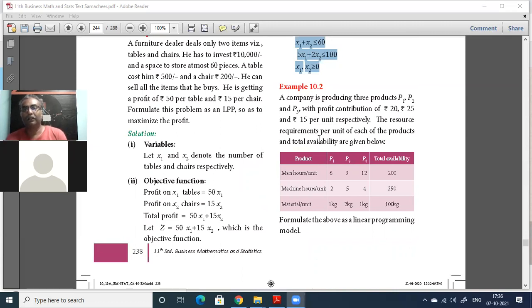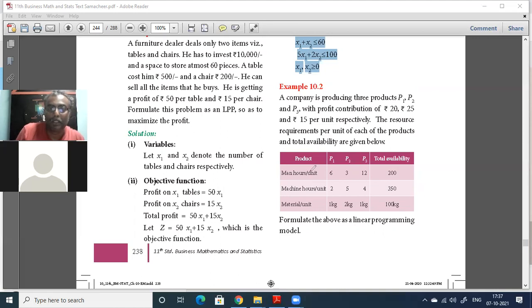Now let us go to example 10.2. We'll try to do at least 4 examples today. A company is producing 3 products, P1, P2 and P3, with profit contribution of 20 rupees, 25 rupees and 15 rupees per unit respectively. The resource requirements per unit of each of the products and total availability are given below. All these are constraints.